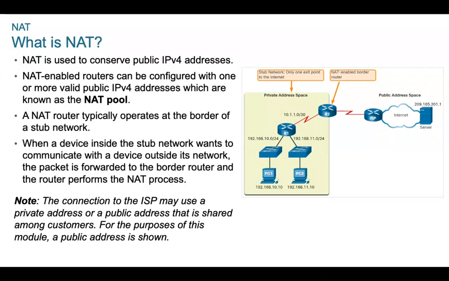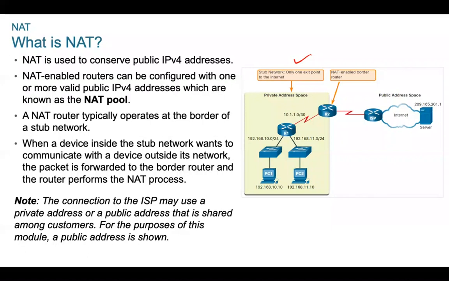So in this case, when a device inside the subnetwork wants to communicate with a device outside of its network, the packet is forwarded to the border router, which is the only exit point of the network here. The border router performs the network address translation process and translates the internal private address of the device to a public, outside, or routable address.